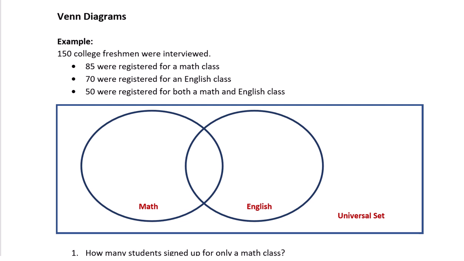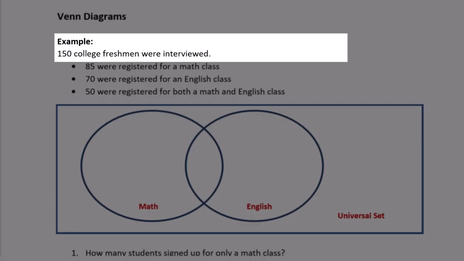Venn diagrams are something we use to organize the counts, or the number of people in a category, especially when those categories can overlap. Let's look at this example where we have 150 college freshmen interviewed. 85 were registered for a math class, 70 were registered for an English class, and 50 were registered for both a math and English class.